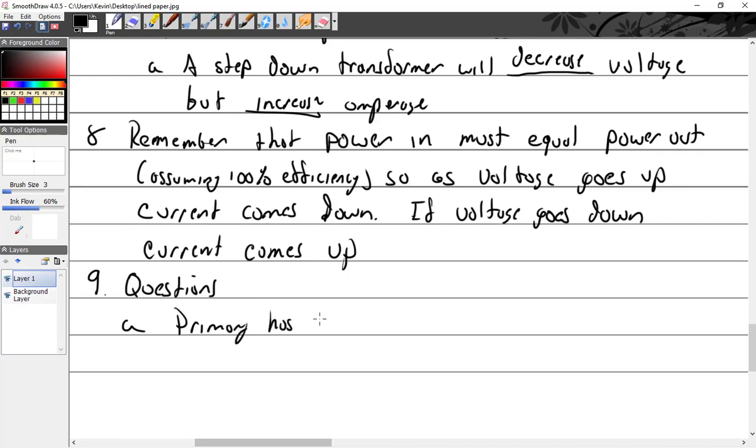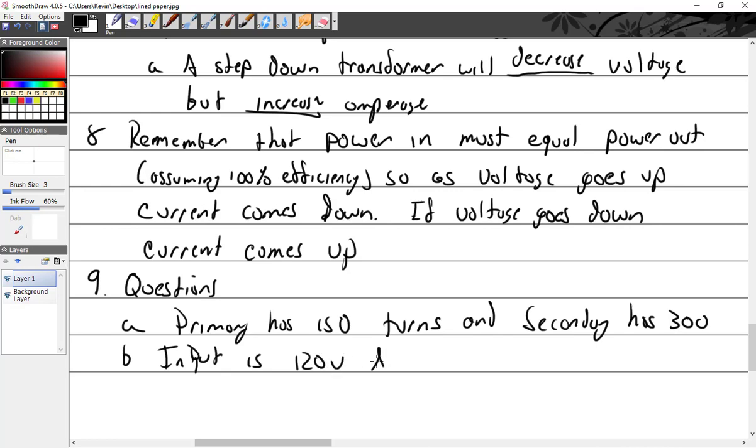Primary has 150 turns, and secondary has 300. Just step up. Input is 120 volts AC. You suppose that's peak to peak or peak? Peak. Thank you. What is input and output?